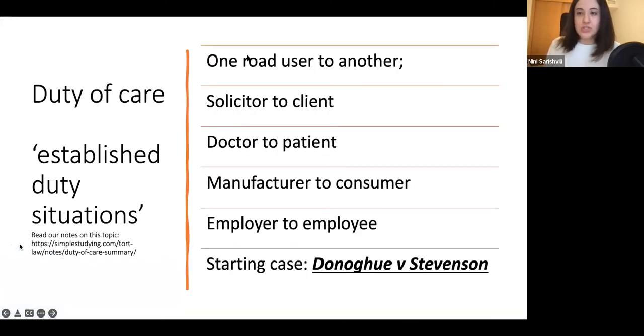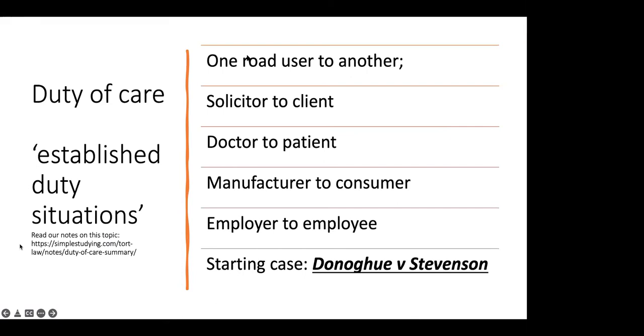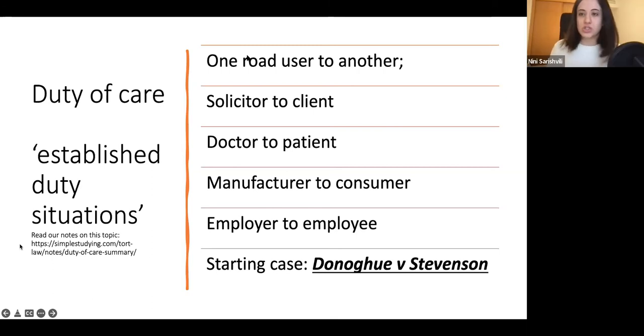Duty of care traditionally was automatically assumed if we had one of the following scenarios. If the parties in the case were one road user and another, solicitor and a client, doctor and a patient, manufacturer and consumer, and employer and employee. Duty of care for employer and employee liabilities is also called vicarious liability. And the starting case for duty of care is Donoghue v Stevenson. This is where the duty of care principle was established.